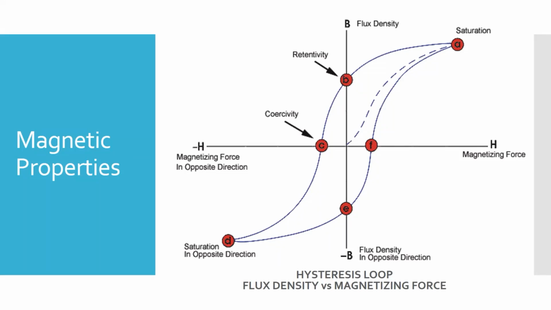So 0, current can run two directions. It can run to the right, or it can go positive, it can go to the left. So our electric current is our x-axis, is our magnetizing force, right there. Okay. The y-axis on this is the flux density. That's how strong the magnetic field is at a given current. Okay.